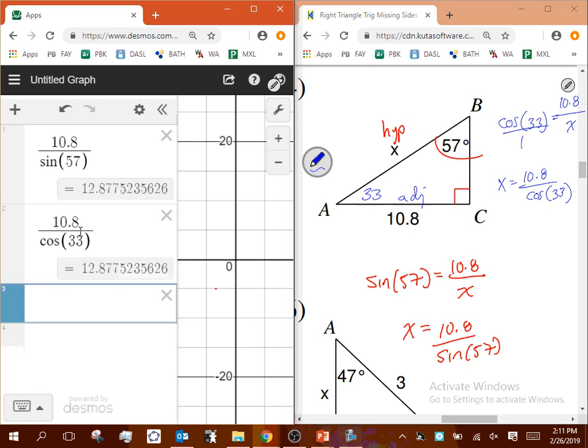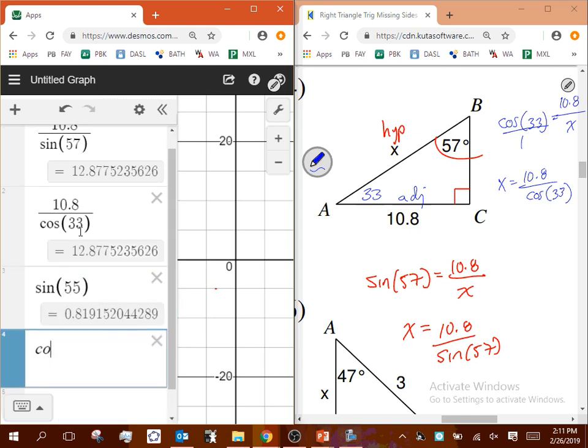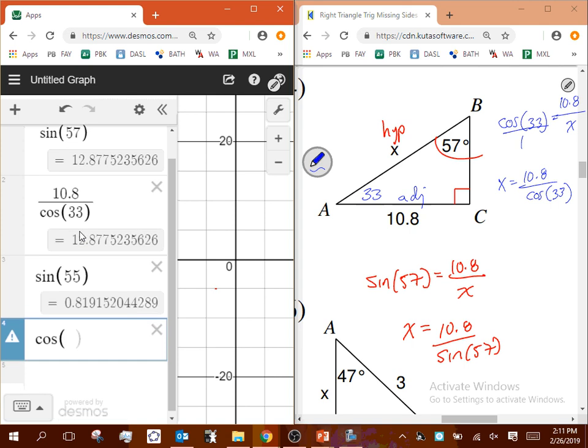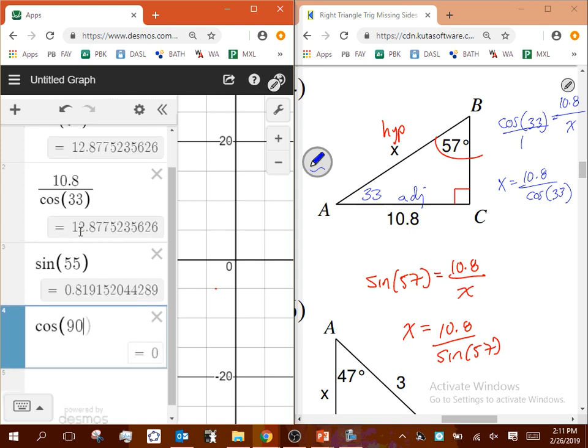So what I'm saying, guys, is if I have the sine of 55, then I should be able to take the cosine of its complement, which would be 90 minus 55. Do you see how those two numbers are the same? So the sine of an angle is always equal to the cosine of that angle's complement.